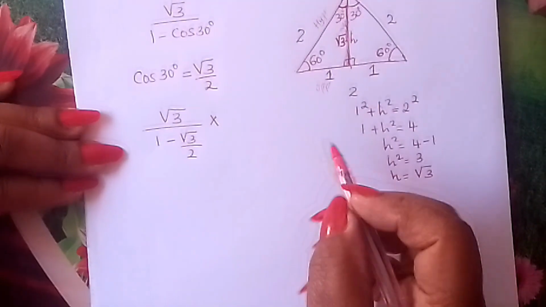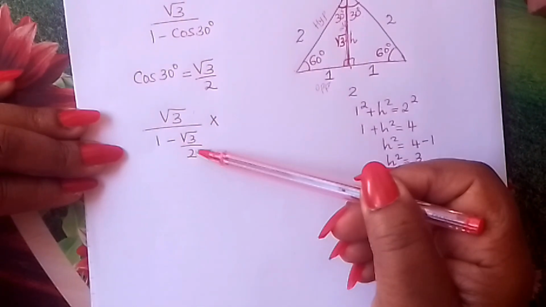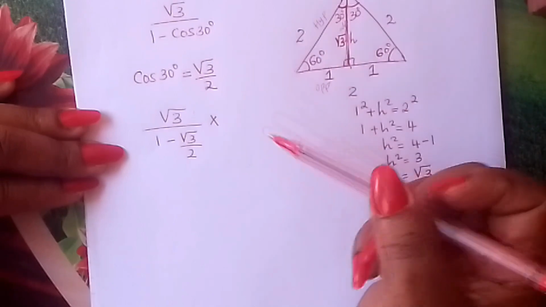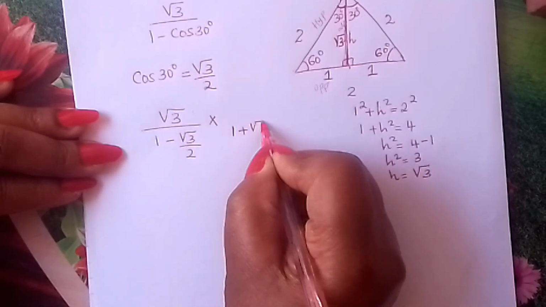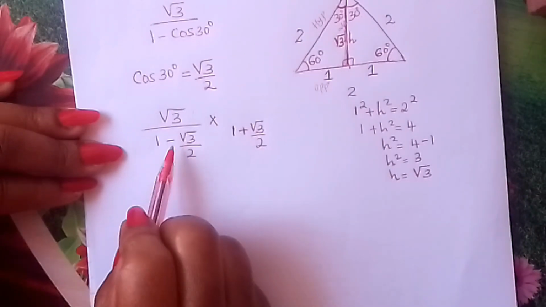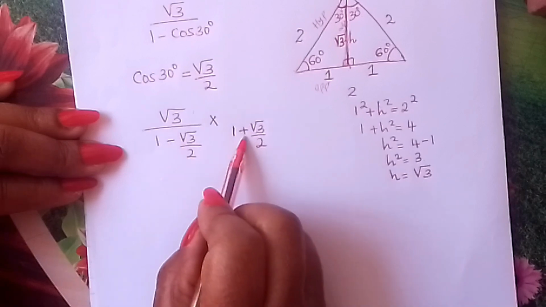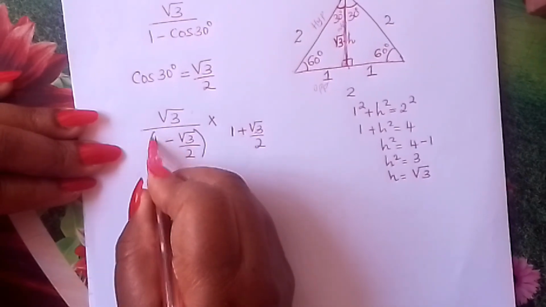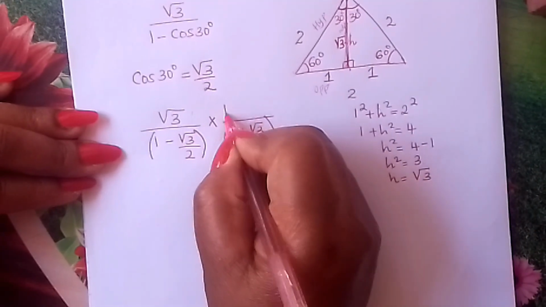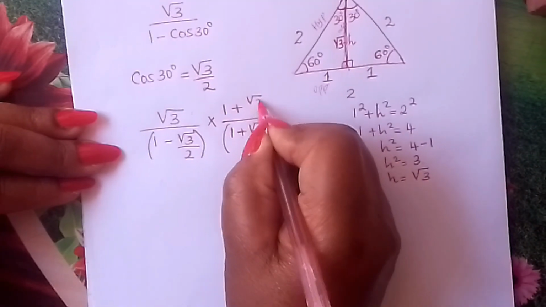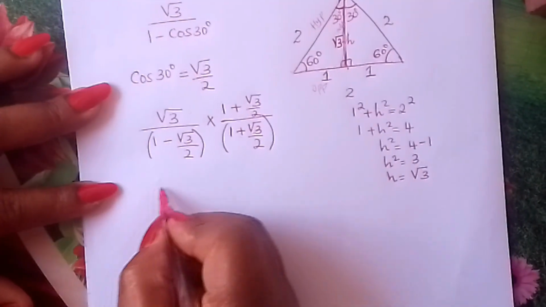What we do is multiply up and down, the numerator and the denominator, with the conjugate of this denominator. What is the conjugate? We write the same thing, but the sign changes. This was negative, and this becomes positive. So we multiply the denominator with the conjugate, and also the numerator with the conjugate. From there, we now do the multiplication.